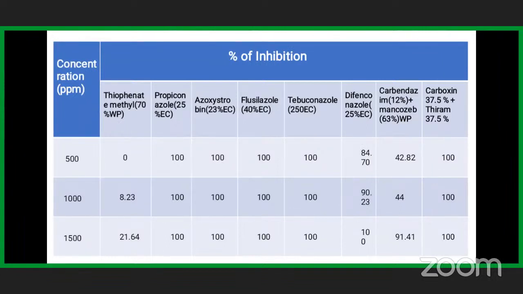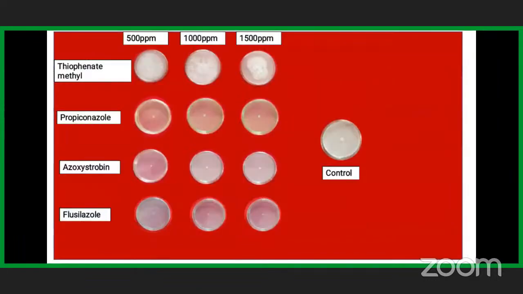In this, azoxystrobin, propiconazole, flucelazole, tebuconazole, and Vitavax completely inhibit the mycelial growth at all 3 concentrations. And SAF, that is carbendazim plus mancozeb, inhibits the mycelial growth by 91% at 1500 ppm concentration. These pictures show the inhibition of the mycelial growth by various chemicals.